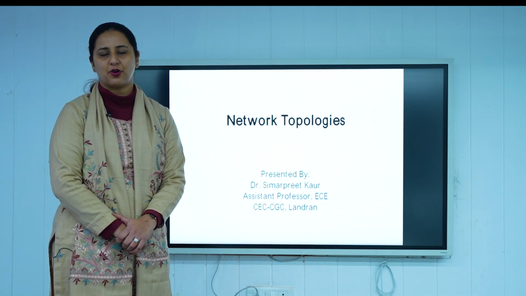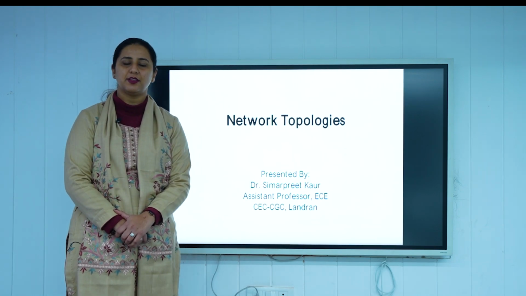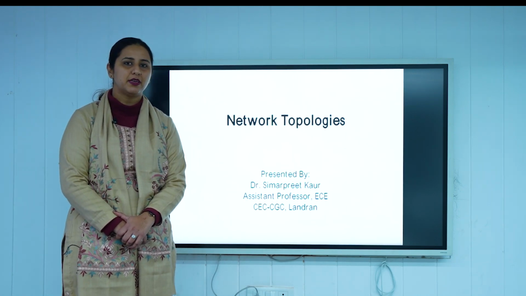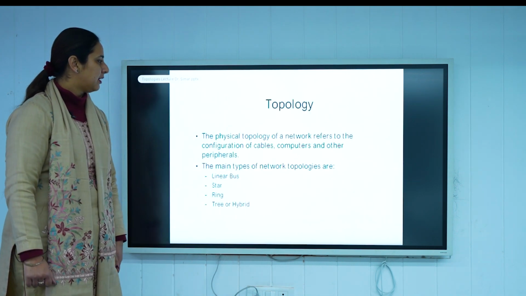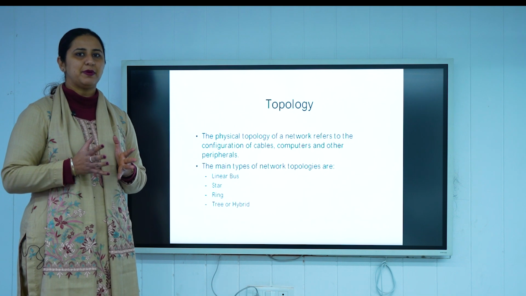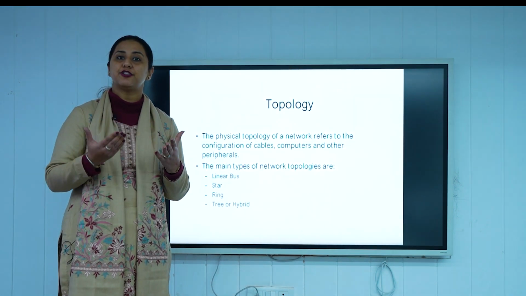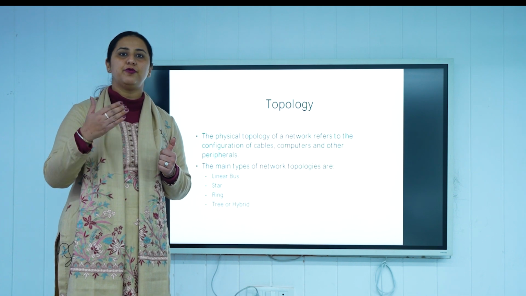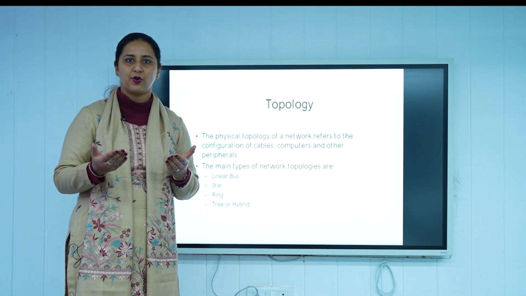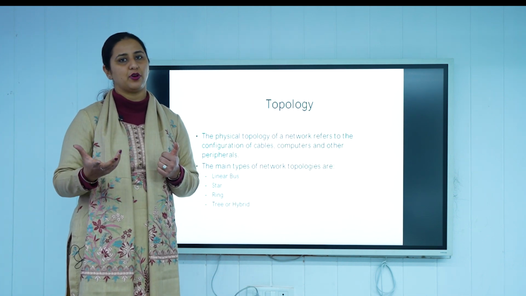I'm Dr. Simratpreet Kaur. So today we'll be discussing the various topologies that we implement in computer networks. So starting with that, what is topology? Topology basically refers to the configuration of the connections between the various nodes. In which configuration we are connecting all the nodes, that is basically a topology.